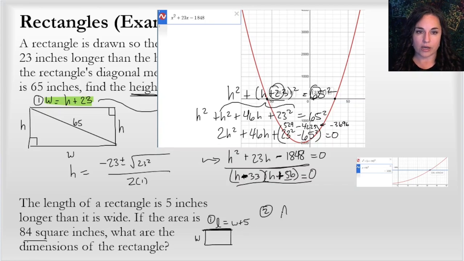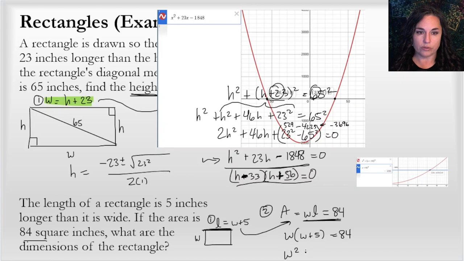The area of a rectangle is length times width, and I'm going to write it that way because it asks what the dimensions of the rectangle are. Well, I want this in one variable, right? So if this is equal to 84, here's the second equation, here's the first equation. If I do a substitution, if I take this L term that I know and plug it in over here, you can see that now I have one variable in my equation with that substitution strategy rather than two.